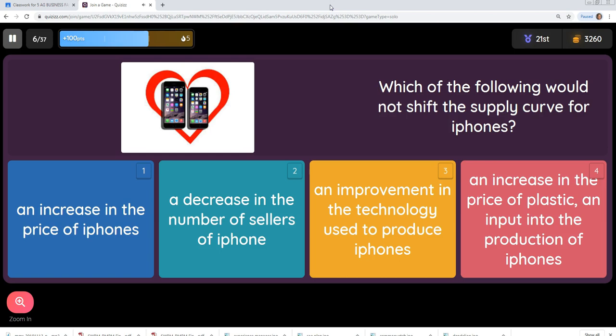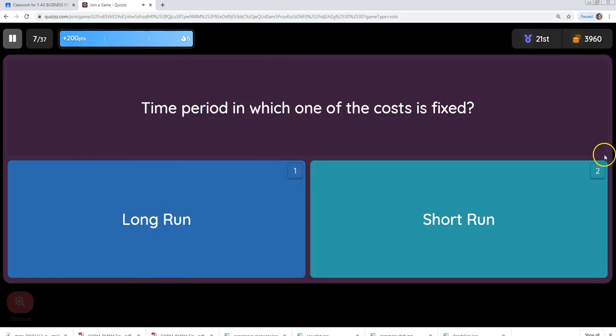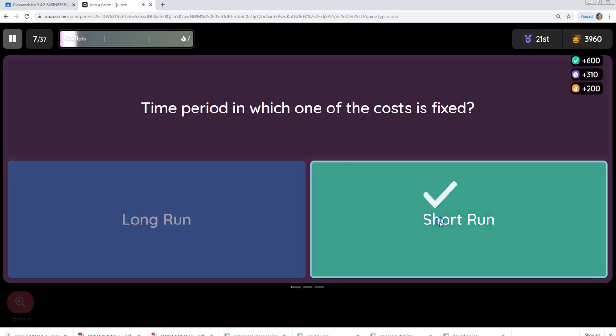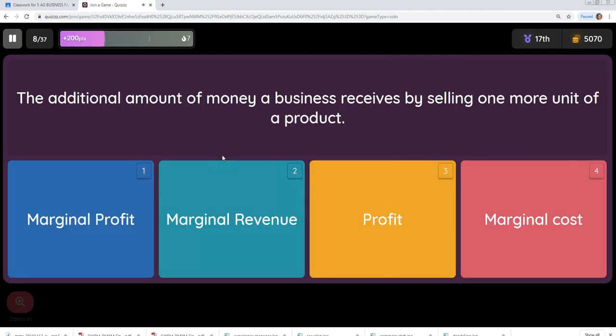Section 1, Chapter 5. Time period in which one of the costs is fixed. That would be the short run. The additional amount of money a business receives by selling one more unit of a product. So one more, here we are again. So we're looking for that magical word, marginal. And we have three choices here, but we're receiving money. So it wouldn't be a cost. It's not profit. Money we receive for selling something is called revenue.